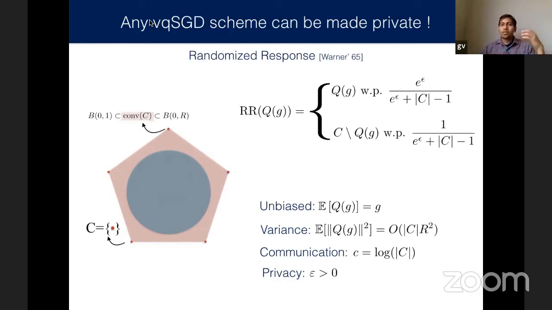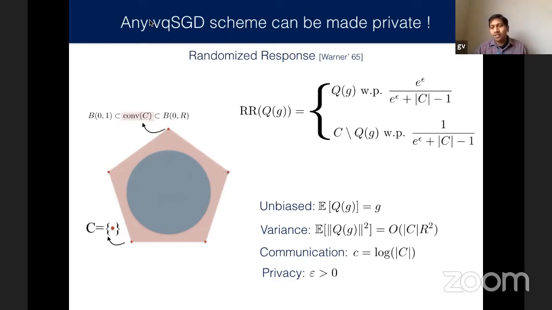The randomized response scheme was initially suggested by Warner in '65. The idea is that whenever you get an output of the quantization, you send the correct answer with a certain probability, or you send a different vertex with a different probability. And just by randomizing this response, you get a privacy of epsilon for any epsilon larger than 0.